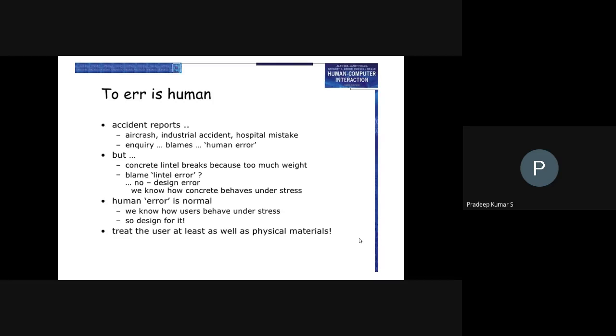Here the lintel breaks because of too much weight. For example, in a practical application, the lintel takes too much weight so that it breaks. The design of the lintel is not proper, so only it breaks. It is not good for the construction also. So the human error is normal. Why does the error occur? Here also, due to stress.